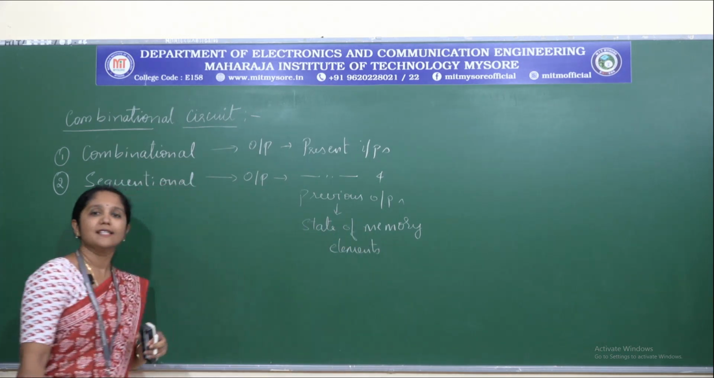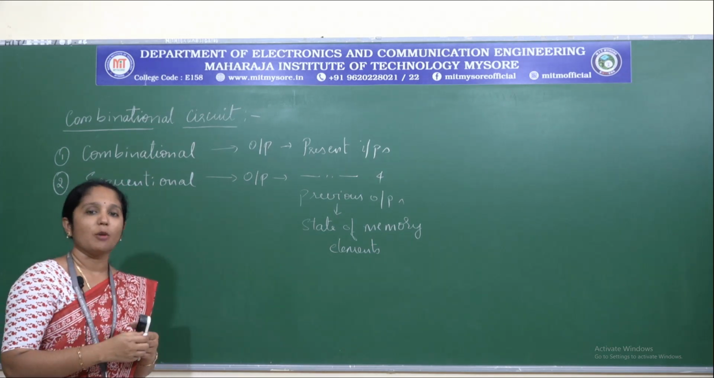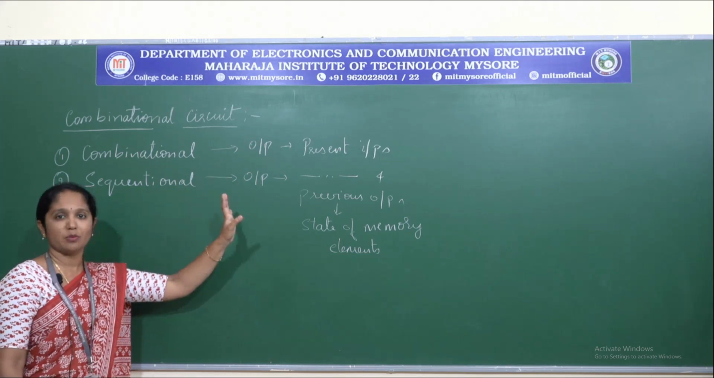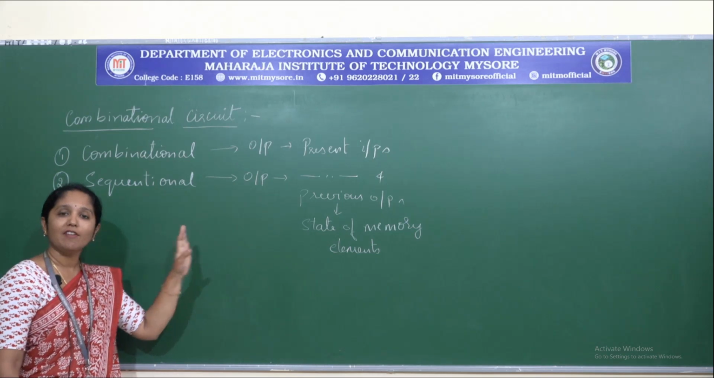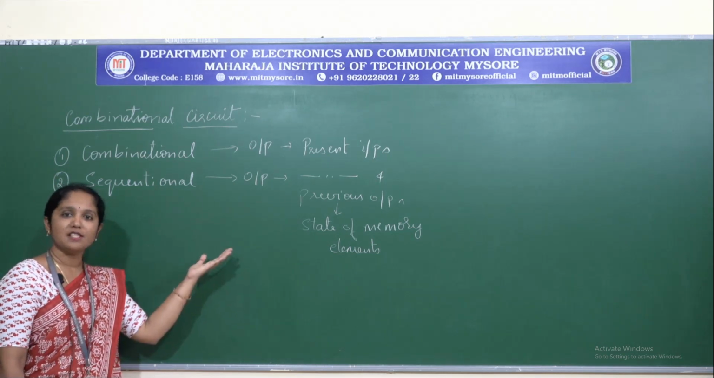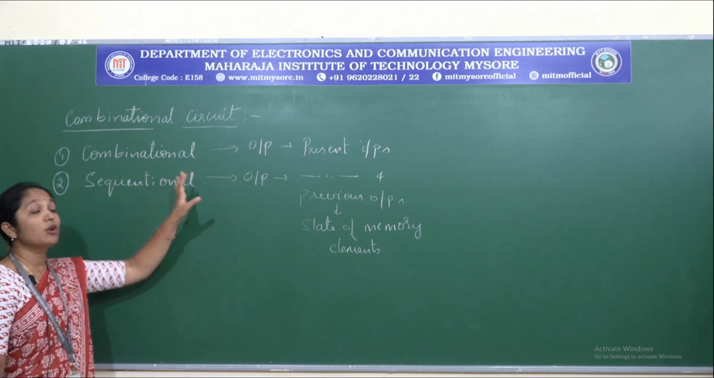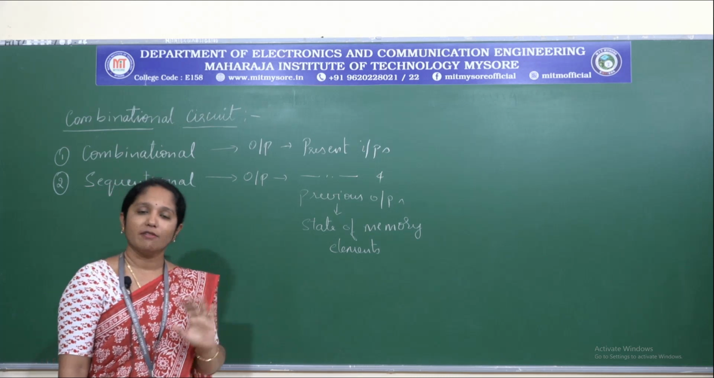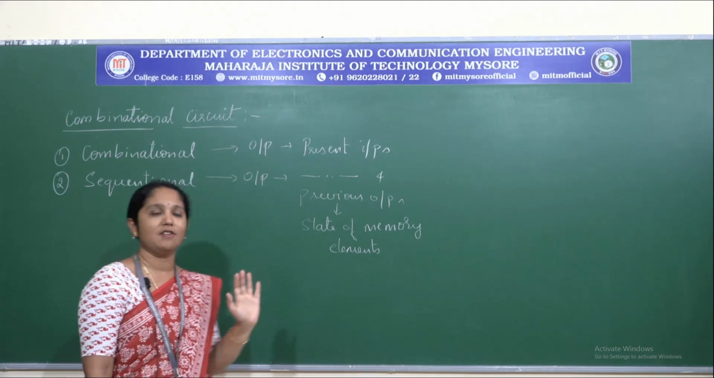So this is the definition of sequential and combinational circuit. The combinational circuit is the one in which the output depends on only the present inputs. As soon as the input changes, the output also changes. It will not have any dependency on the previous inputs or previous output. Therefore, in this circuit we will not have any memory, because it does not have any dependency on the previous inputs.